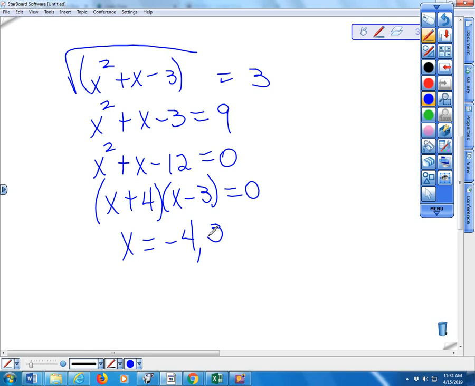If it's negative 4, squared is 16, minus 4 is 12, minus 3 is 9. The square root of 9 is 3. 3 squared is 9, plus 3 is 12, minus 3 is 9. The square root of 9 is 3. They both work. What's that? No extraneous solutions. They're both good.